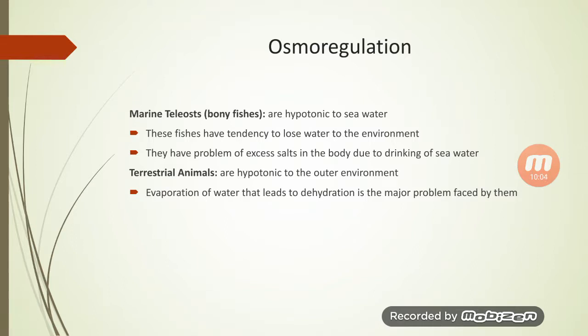In the yellow box, you can see osmoregulation has made the survival easy for many marine organisms. And why is that so? I will explain it later. Terrestrial organisms are hypotonic to the outer environment, and the evaporation of water that leads to dehydration is the major problem faced by them. So the terrestrial animals are just like the xerophytic plants, in which they face severe dehydration.